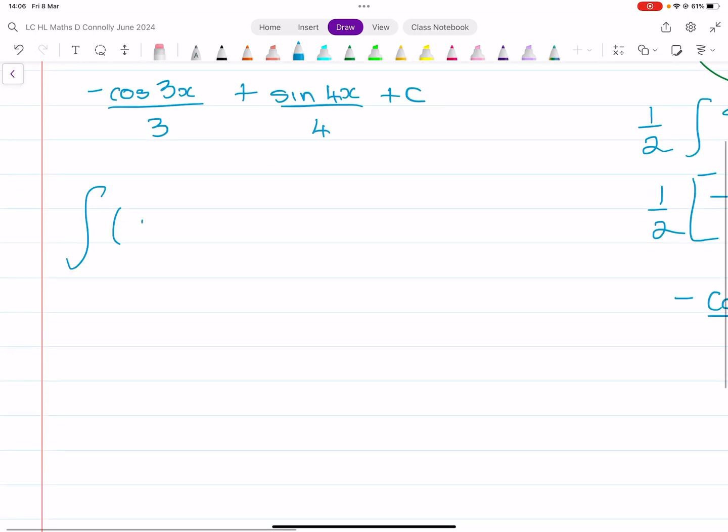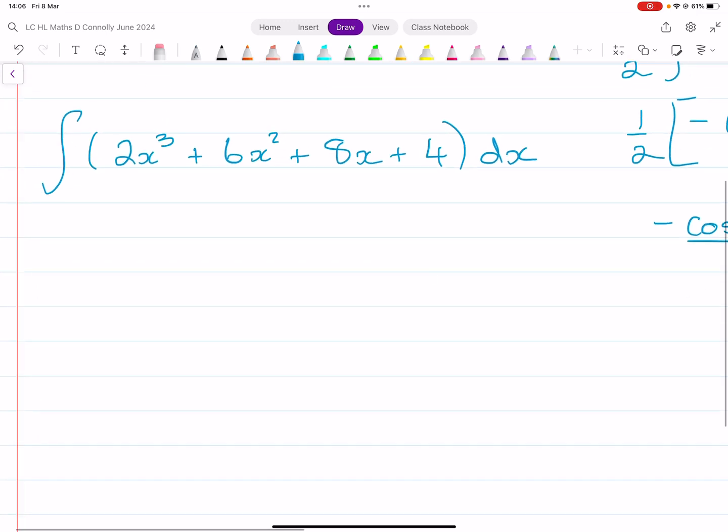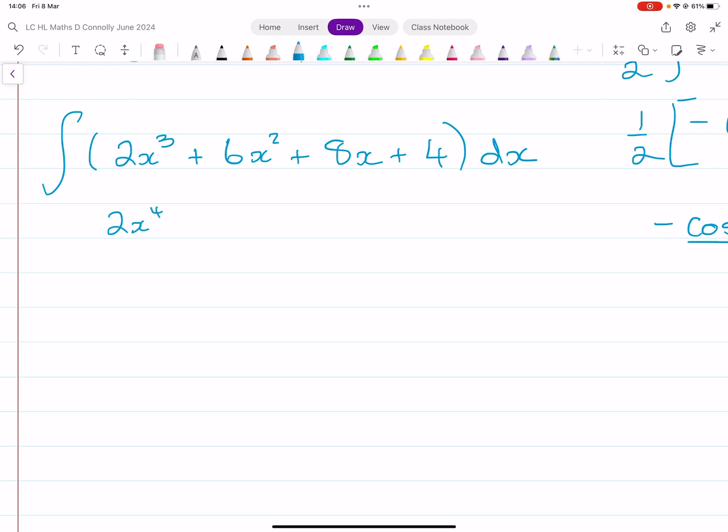Like if we had an integral of 2x cubed plus 6x squared plus 8x plus 4 with respect to x, then you would integrate them all separately. So it would be 2x to the 4 over 4 plus 6x cubed over 3 plus 8x squared over 2. The 4 is completely separate, so you would have to integrate it, and then you have your plus c at the end.